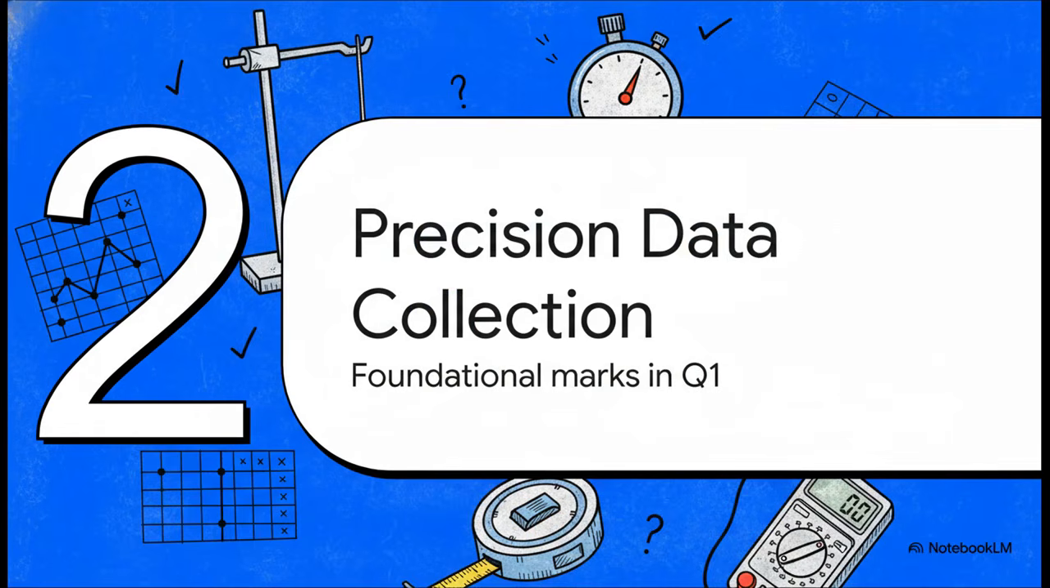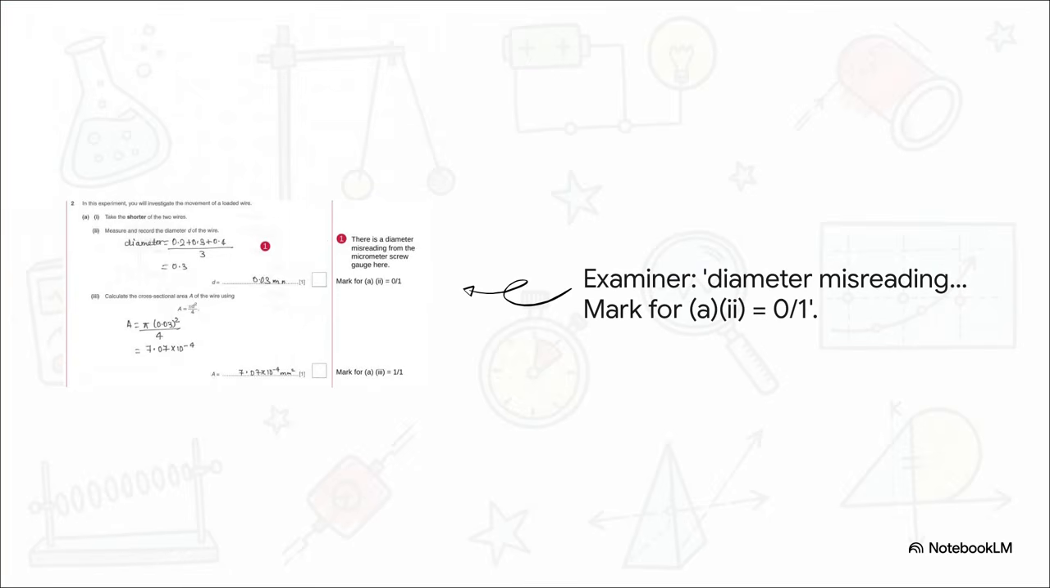Okay, let's get into the skills, starting with question 1 and collecting your data. This is where you build your foundation. It's the simple mistakes right here that cost people marks, so we're going to make sure that's not going to be you. Take a look at this. This is a real comment from an examiner's report. A student just misread the micrometer, and boom, the mark is gone. Instantly. A tiny little error like this at the very start can have a massive knock-on effect for the rest of the question. It just shows how critical it is to be precise right from the get-go.